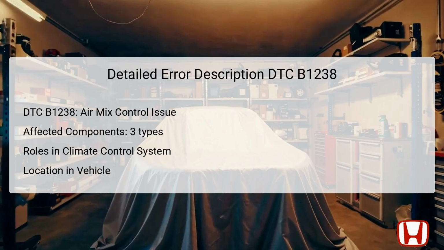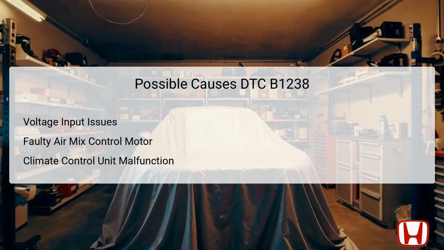If the input voltage to the passenger's air mix control motor falls outside its designated target range, the climate control unit records this error as a system abnormality. Understanding these components is vital for diagnosing climate control issues and addressing the discomfort that can arise from inconsistent temperature regulation inside the vehicle. Several potential causes may lead to DTC B1238 being triggered.